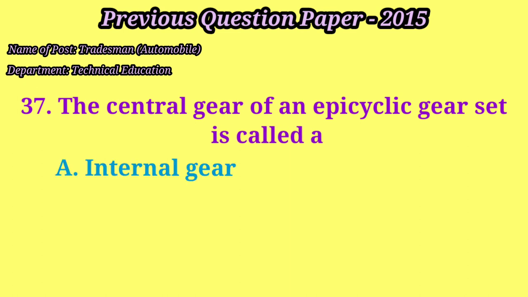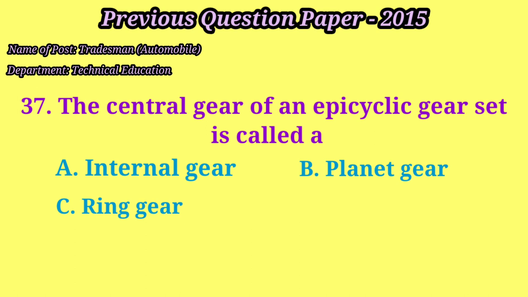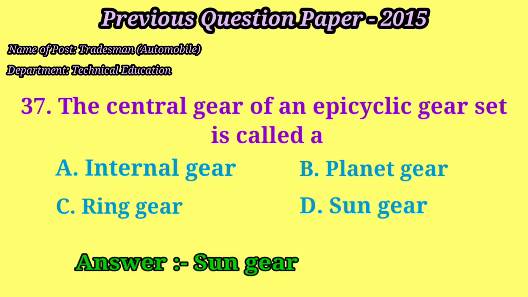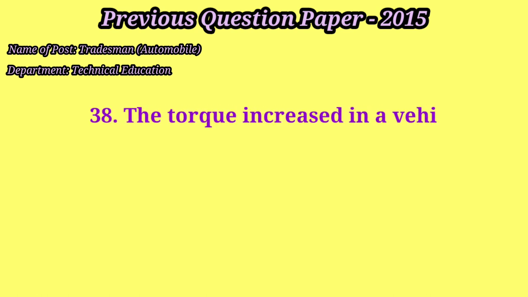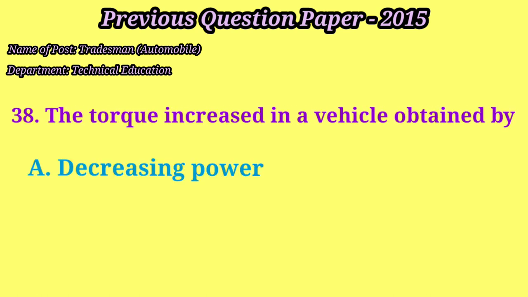37. The central gear of an epicyclic gear set is called: A. Internal gear. B. Planet gear. C. Ring gear. D. Sun gear. Answer: Sun gear.